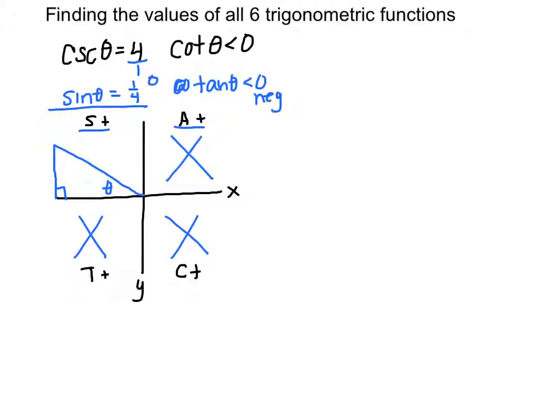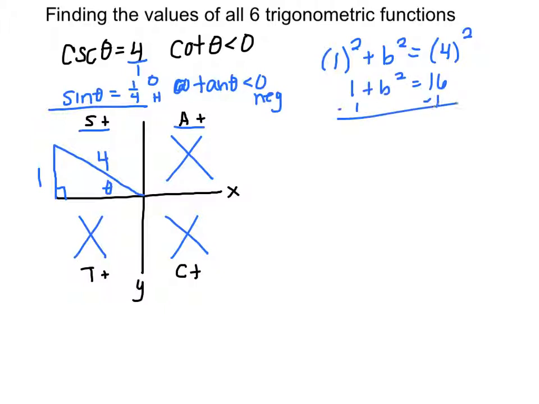Sine is opposite over hypotenuse. So the opposite is 1, the hypotenuse is 4. So to complete this triangle, we need to do the Pythagorean theorem. A squared plus b squared equals c squared, which is the hypotenuse. So I have 1 plus b squared equals 16. I will subtract 1 from both sides, so b squared equals 15. Take the square root of both, so b equals plus and minus the square root of 15. Well, since in the x direction I'm going negative, this is going to be negative root 15.